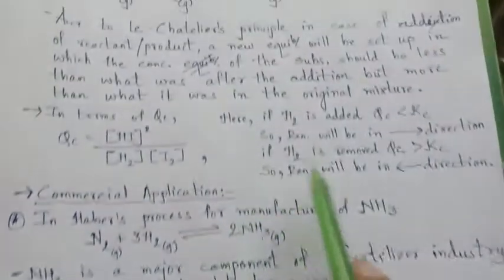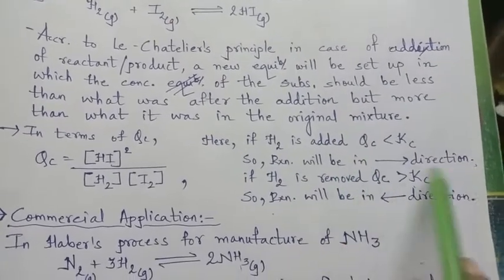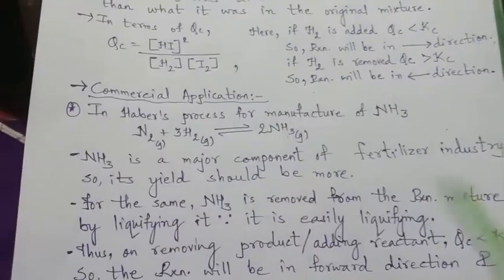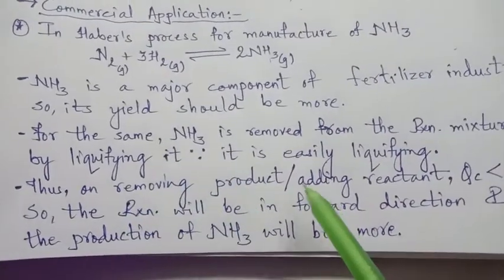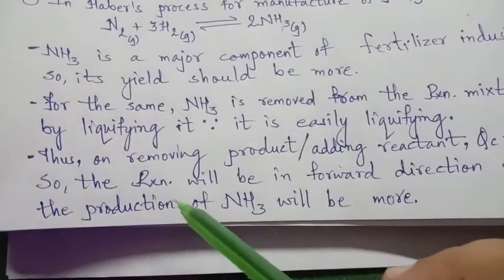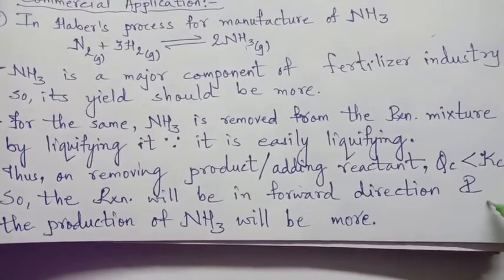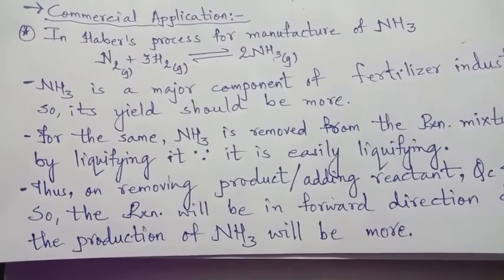So what happens here? Reactant added, Qc will be less than Kc, the reaction will be forward. Forward means product will be more. So on removing product, or we can say on adding reactant, Qc will be less than Kc and the reaction will be in the forward direction and the production of ammonia will be more.